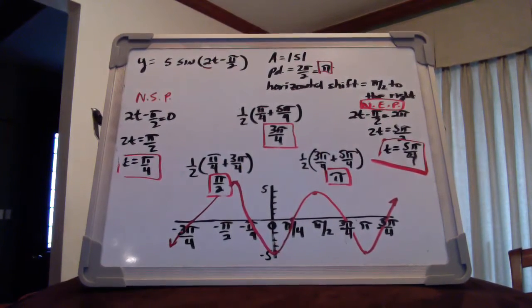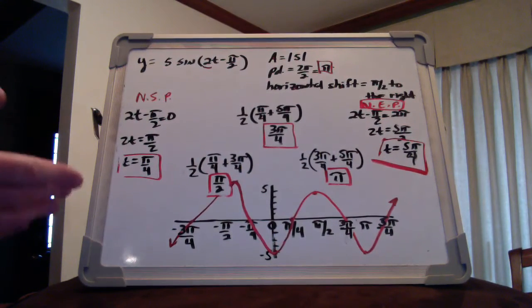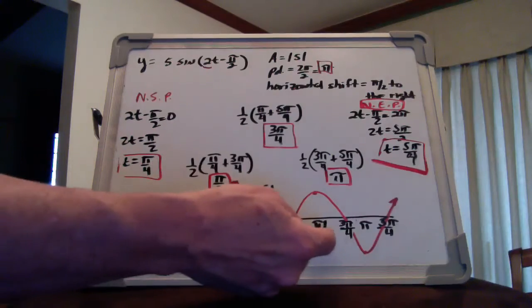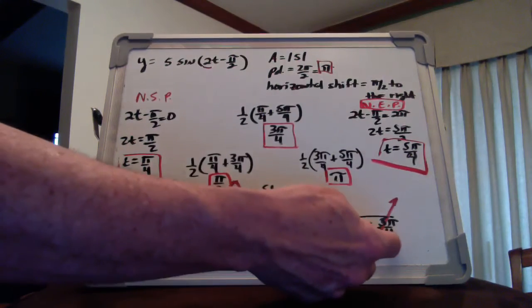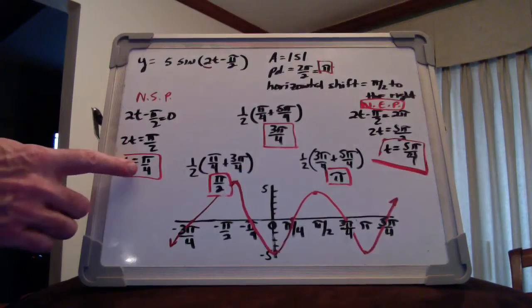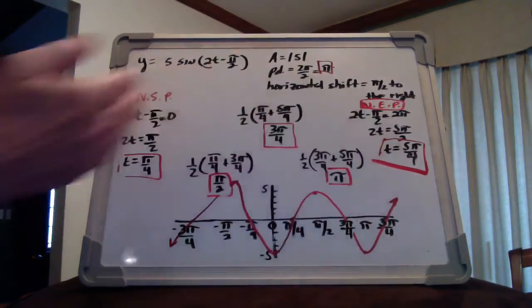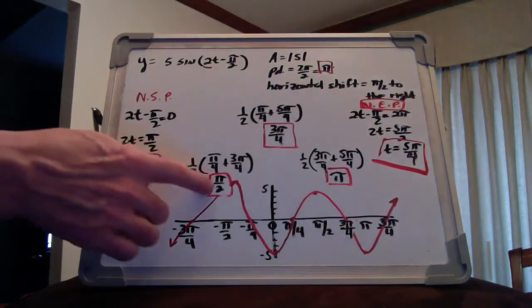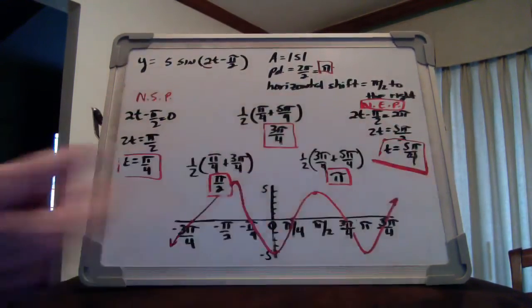Notice the order. I like to do this in order as I'm moving to the right. I have pi over 4, pi over 2, 3 pi over 4, pi, and 5 pi over 4, just to make sure you don't get confused. So that's the same order as here. When you do it this way, this is how you're going to list the angles on your horizontal.